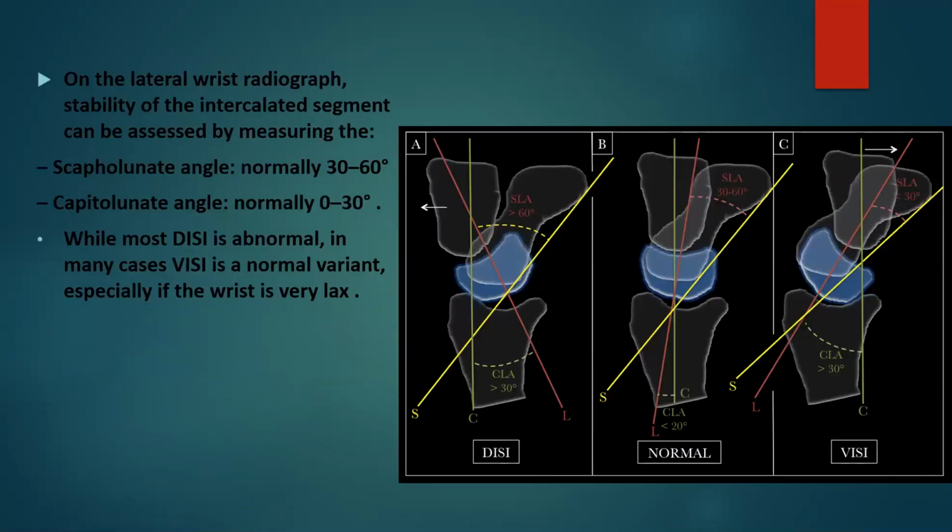On the lateral wrist radiograph, the stability of the intercalated segment can be assessed by measuring the scapholunate angle, normally between 30 and 60 degrees, and the capitolunate angle, normally between 0 and 30 degrees. While most dorsal instability is abnormal, in many cases, volar instability is a normal variant, especially if the wrist is very lax.